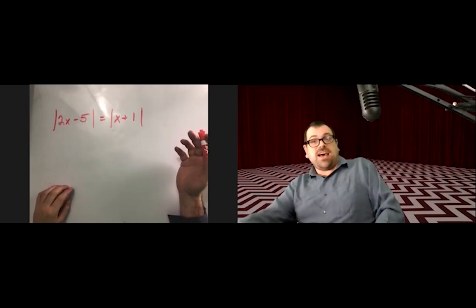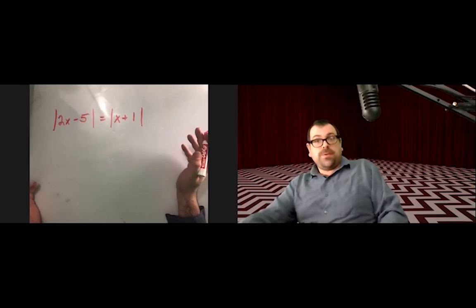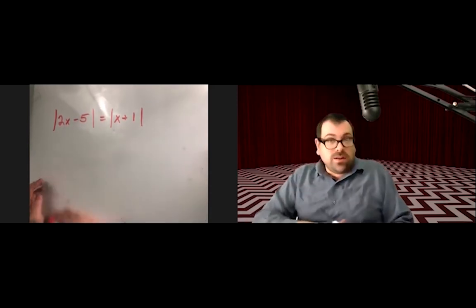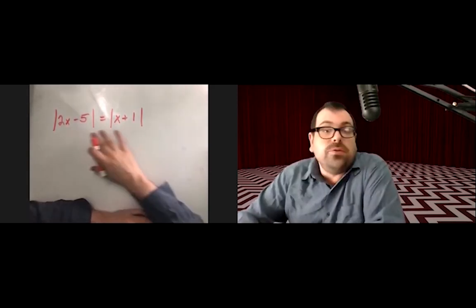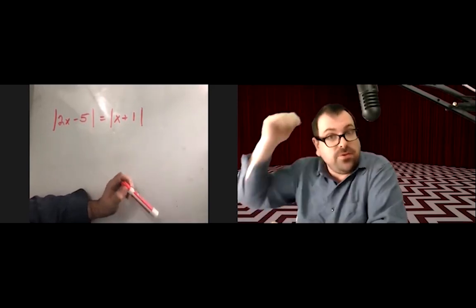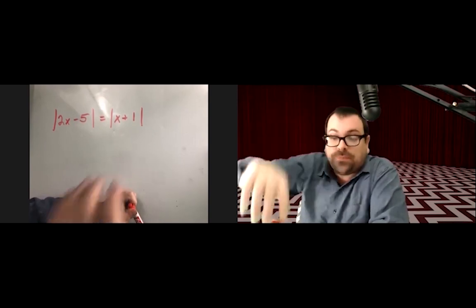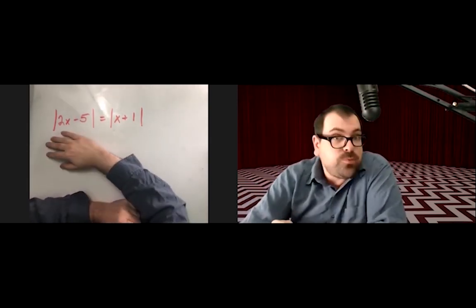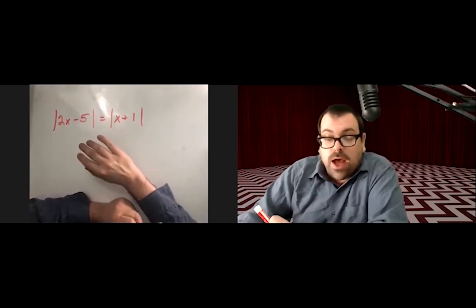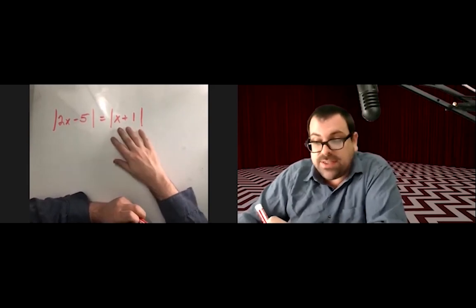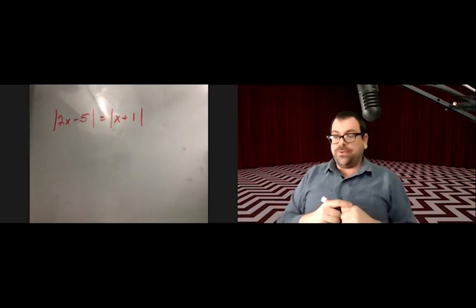Absolute value equals absolute value. What could we possibly do here? Well, we don't need them both to be absolute values. In fact, we get the same answers whether this one's an absolute value and that one is not, or the other way around. This one's an absolute value and that one's not. I'll show you.